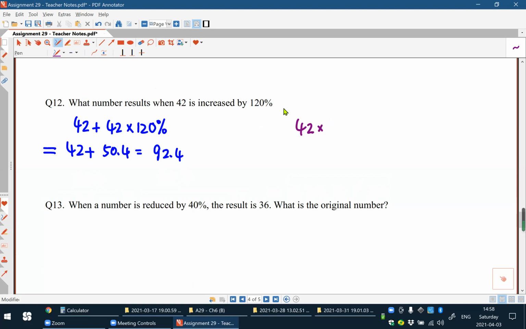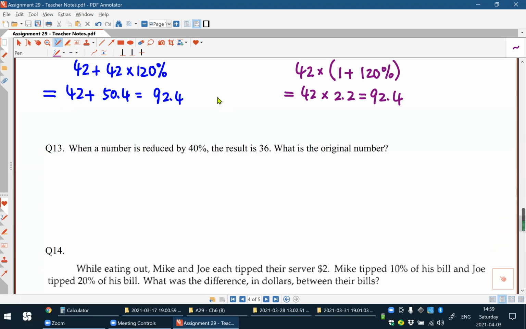42 increased by 120%. That means 42 times 1 plus 120%, right? This is the second method, which is 42 times 2.2, which is also 92.4. Okay, any questions? No? All right, let's see the next one.